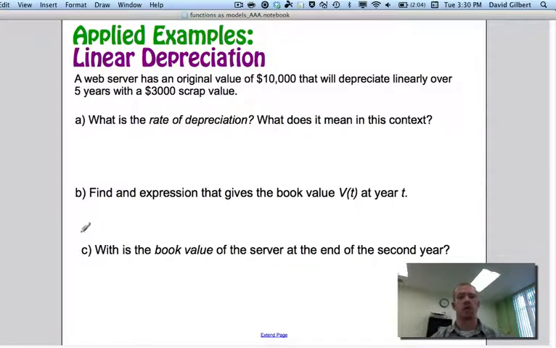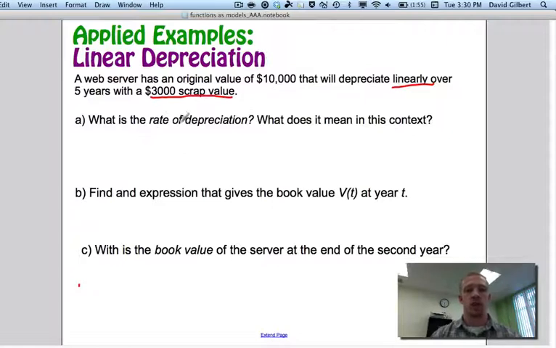Alright, so after watching the first video, let's take some time to see these concepts applied. So we're going to talk first about linear depreciation. A web server has an original value of 10 grand that will depreciate linearly, so we can use our linear model, over 5 years with a $3,000 scrap value. A $3,000 scrap value means that at the end of the 5 years it'll be worth that much and it will no longer decrease in value.